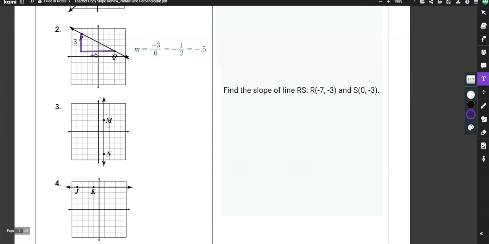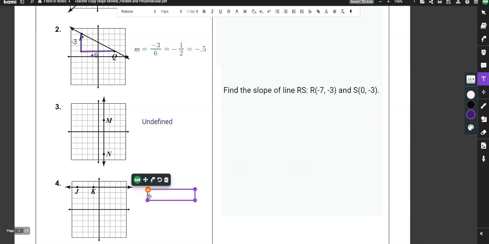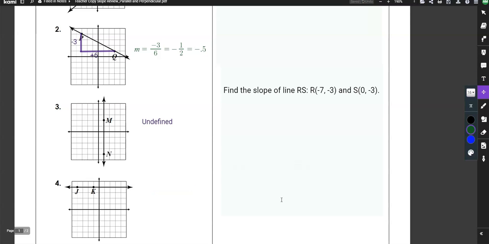Now, number 3 is a specific kind of slope that we've already seen. This is an undefined slope. We don't have to do any counting. And same thing for number 4. We do not have to do any counting here. We can just say that m equals 0.